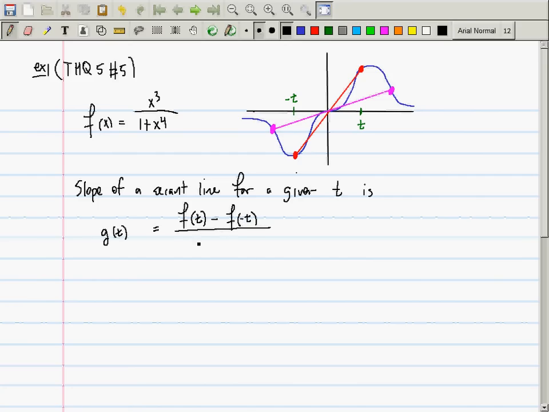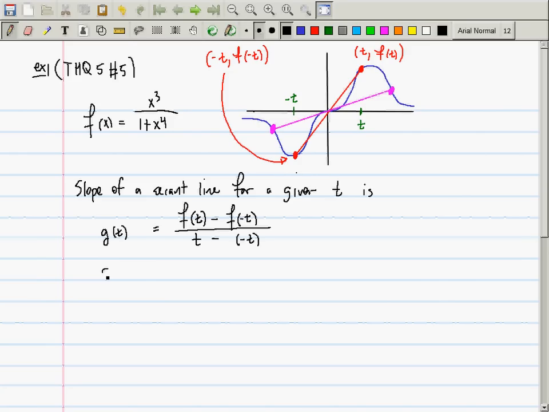divided by t minus negative t, because this point right here is (t, f of t), and this point right here is (negative t, f of negative t). So the slope of the secant line is the difference of the y-coordinates divided by the difference of the x-coordinates, rise over run. Any questions on why this is it? This function g gives you the slope of the secant line for a given t.